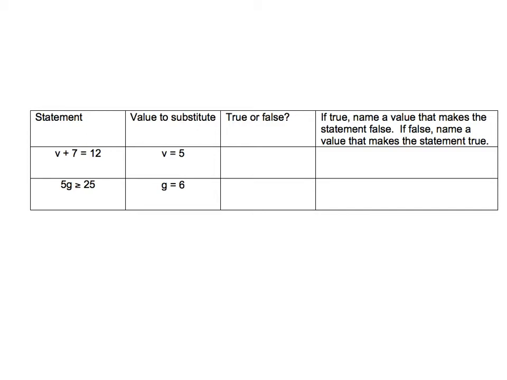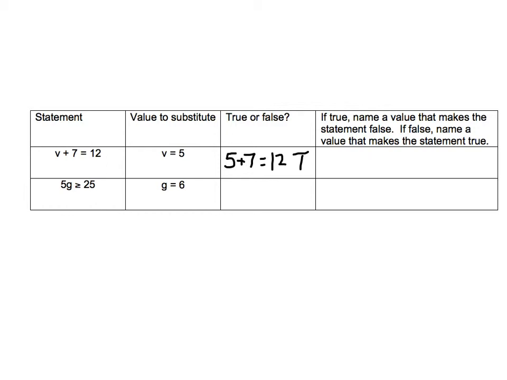So let's look at some mathematical statements, which we have here, and some values that we're going to substitute in, and we're going to try and figure out true or false. Here we go. We're going to take v equals 5 and put it into this statement. Well, when I do that, what I get is 5 plus 7 equals 12. Oh, that's true. Let's put a T for true right there.